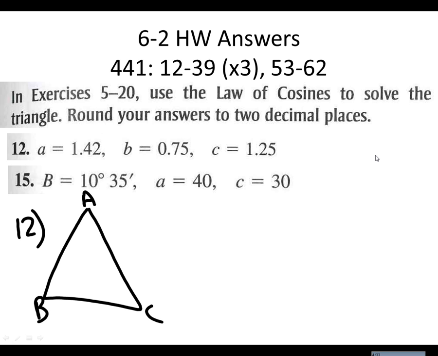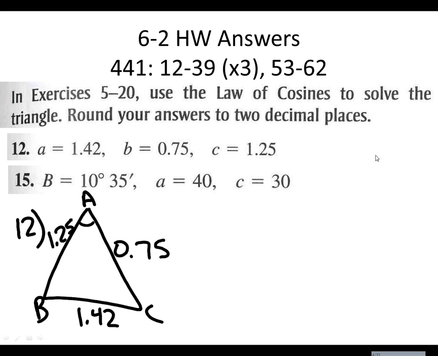A is going to be 1.42, B is going to be 0.75, and C is going to be 1.25. I'm going to start with the biggest angle, and the biggest angle is going to be across from the biggest side, 1.42. So I'll start with angle A.